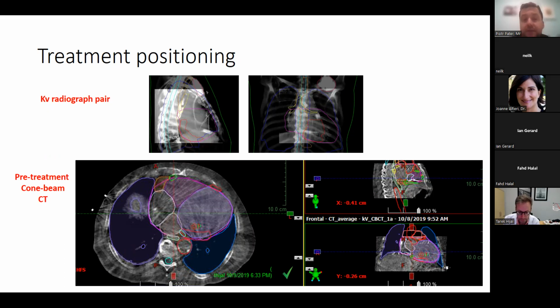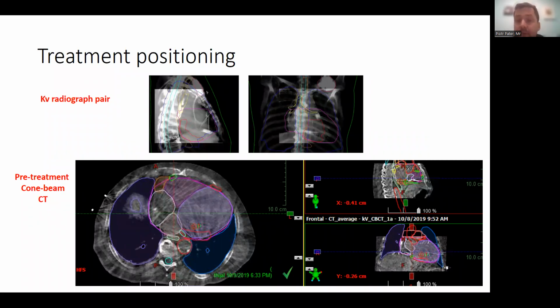Once the patient is lying on the table, we need to acquire KV radiographs. So we apply a pair of KV radiographs, like you see on the top, basically only to set up the patient using the bony anatomy correctly.